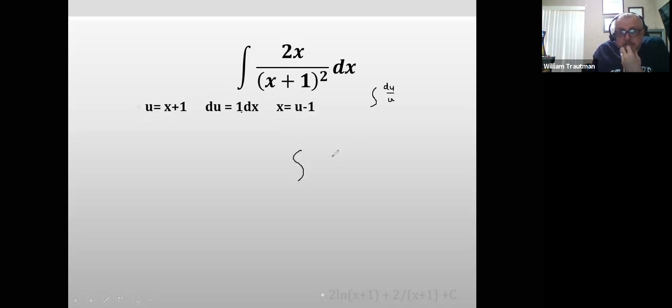If this ends up becoming u, because x plus 1 is u, this ends up becoming u squared over 2x over du. I'm just going to put the 2x right now because that's the du. So yeah, u squared, we don't have an integration for that. We have du over u, not over u squared.